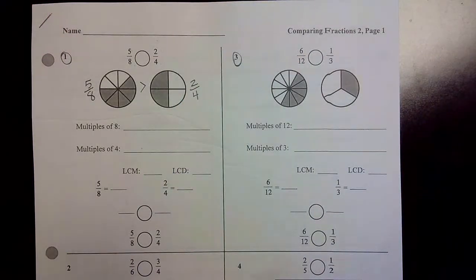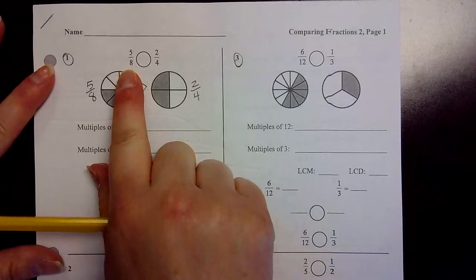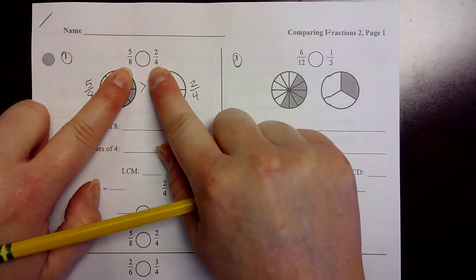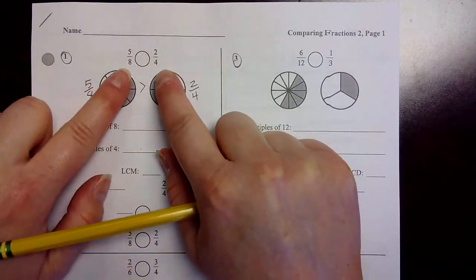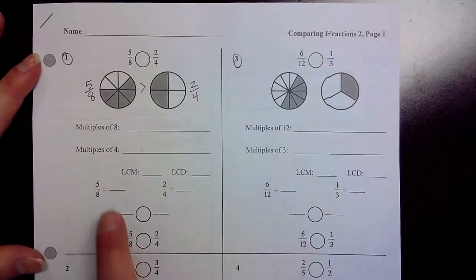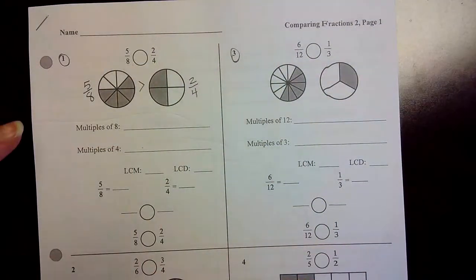2/4. But let's say we didn't have a model and we had to turn these to have the same denominator. Let's talk about how to do that. So we want multiples of 8. Boys and girls, I want to see 5 multiples of 8.